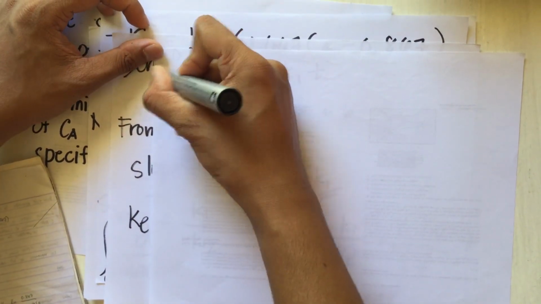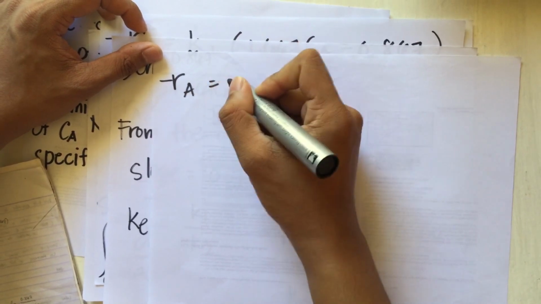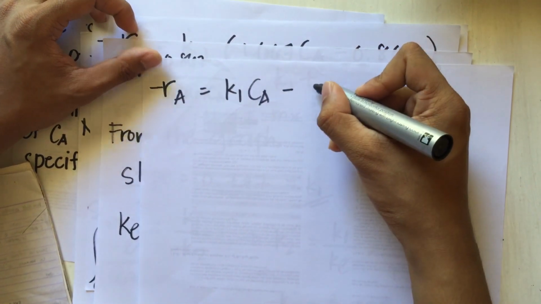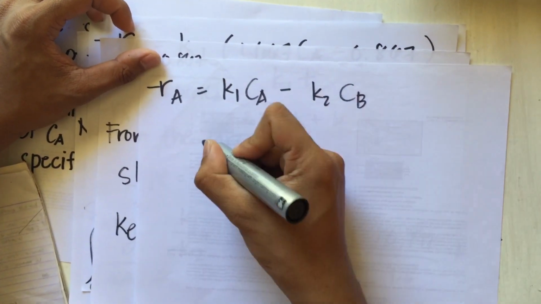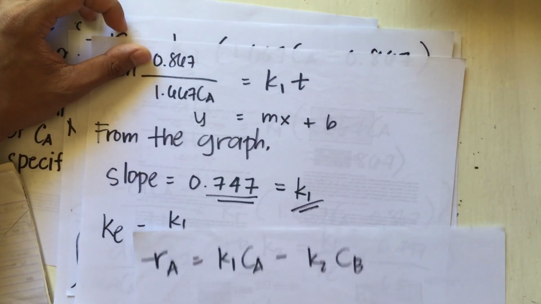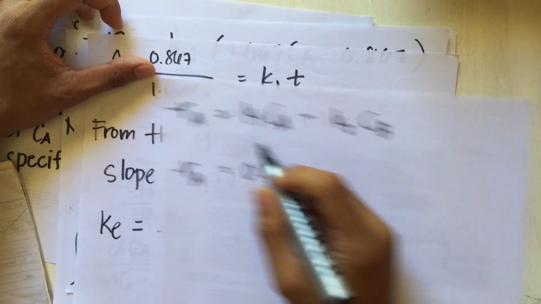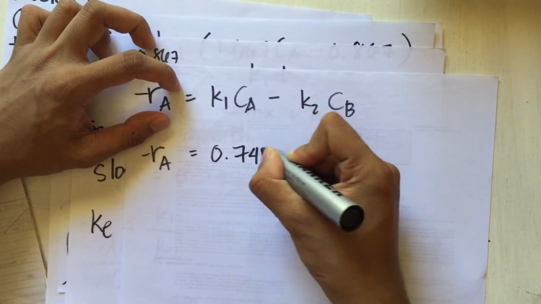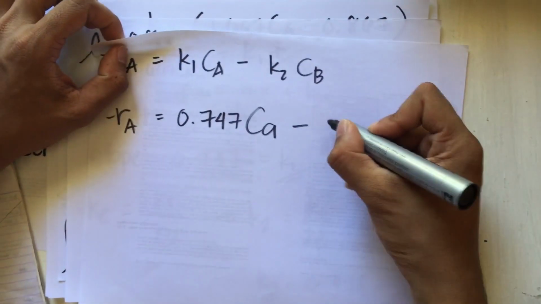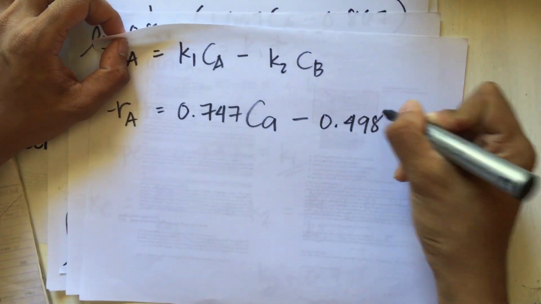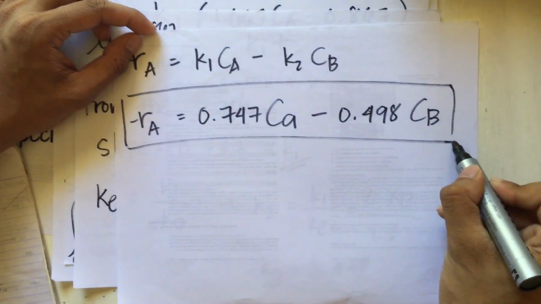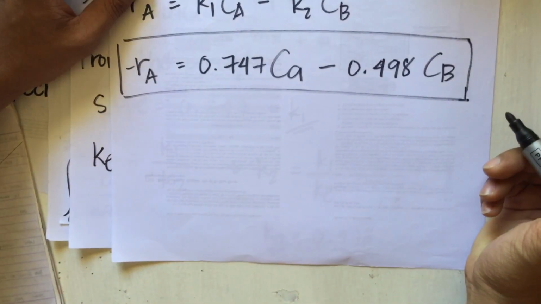So now that we've solved for K1 and K2, we can now write the rate of reaction of reactant A. Negative RA is equal to K1 CA minus K2 CB. Substituting the values of K1 and K2, we have K1, which is 0.747 CA, and the value of K2, which is 0.498 CB. So this is our rate equation of A.